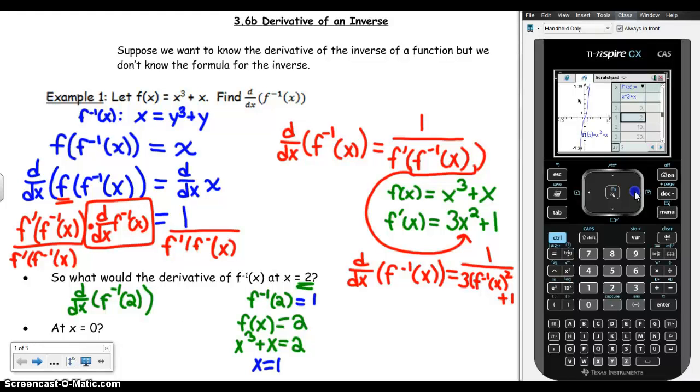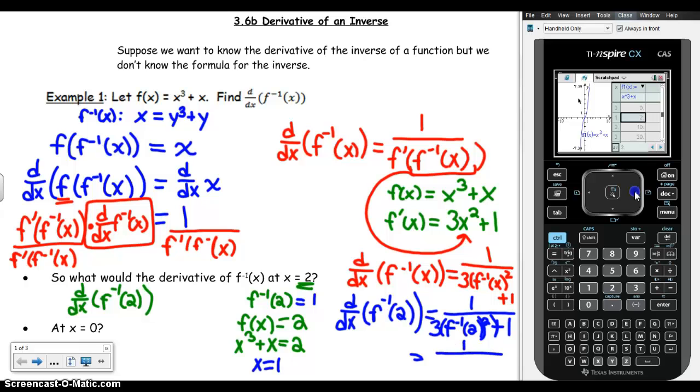So we're going to use this inverse formula that we just solved over here. So we're going to plug in f inverse of 2. So we know that f inverse of 2 is just 1. So in this formula here, we have f inverse of 2 squared plus 1. So we can replace f inverse of 2 with 1. So we have 1 over 3 times 1 squared plus 1, so that's just 1 over 4.